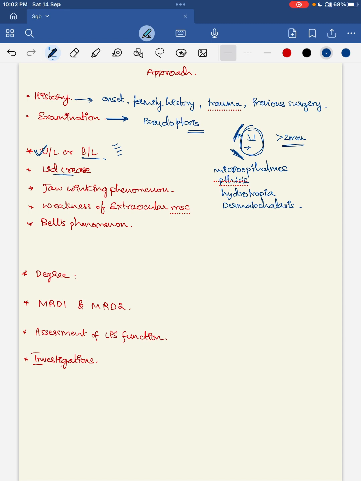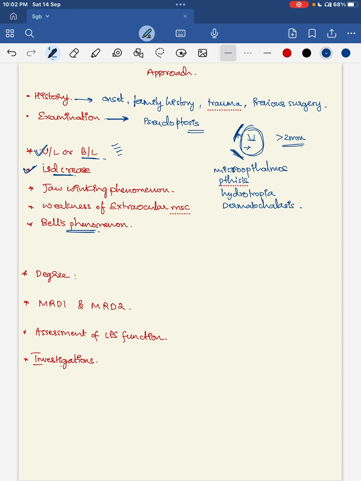Lid crease has to be properly examined, because of the comparison between congenital and acquired. Lid crease will be absent in congenital causes due to maldevelopment of the skin fold there. Lid crease is a very important part of the examination. Apart from that, Bell's phenomenon, whether present or not. Bell's phenomenon is normal: when we forcefully close our eyes, there is upward and outward rolling of the eyeball.